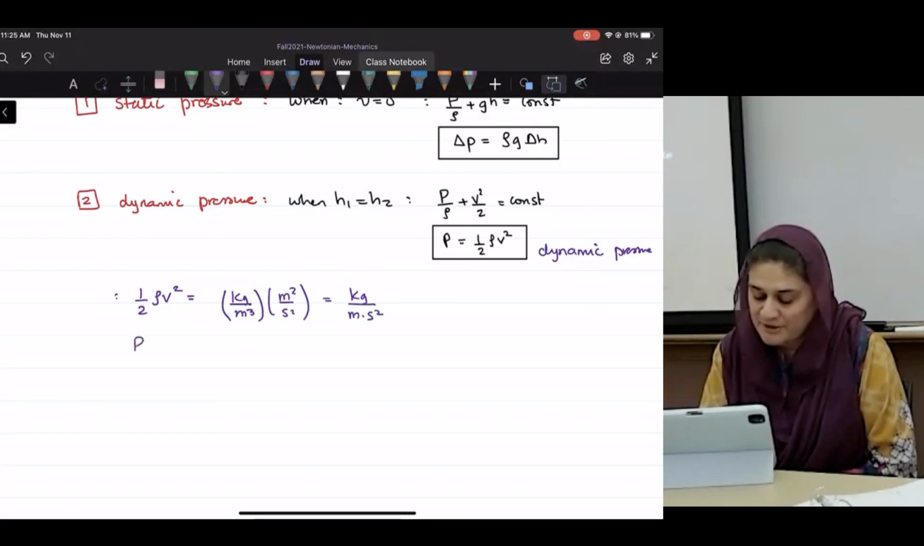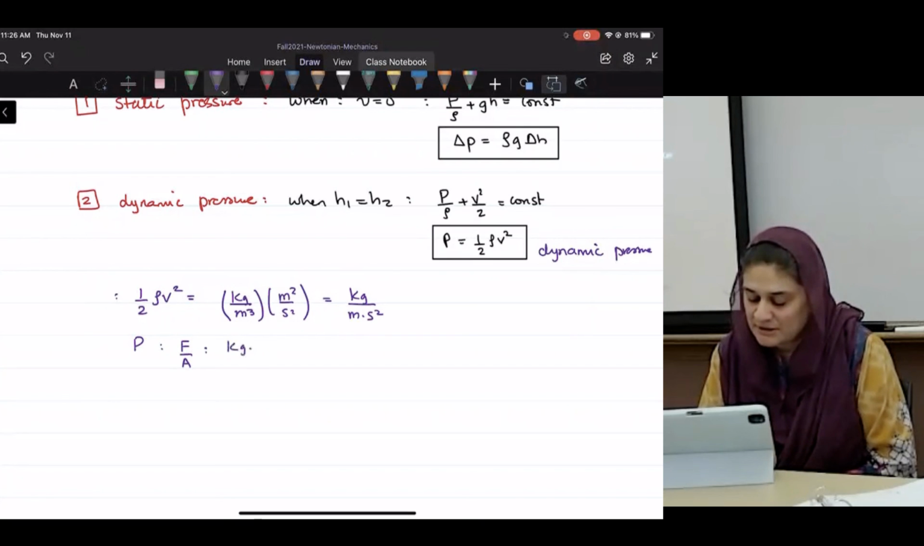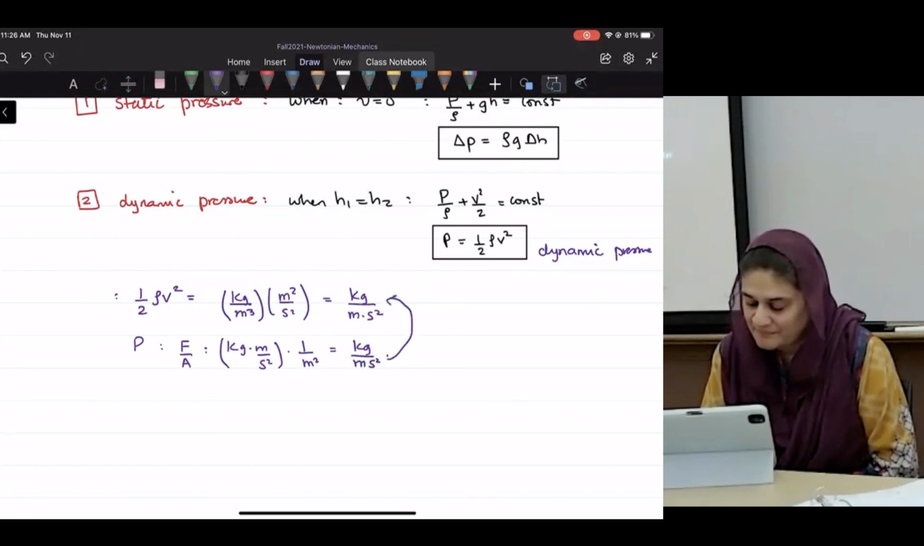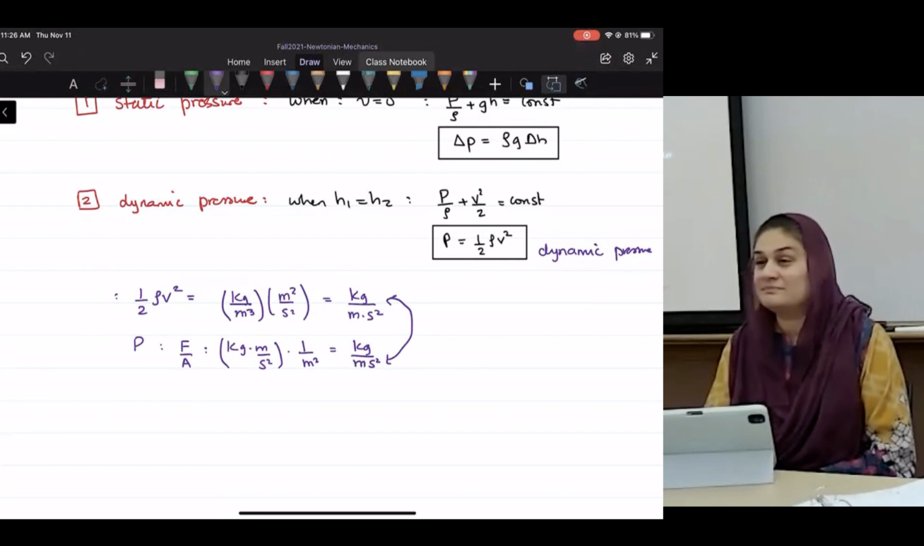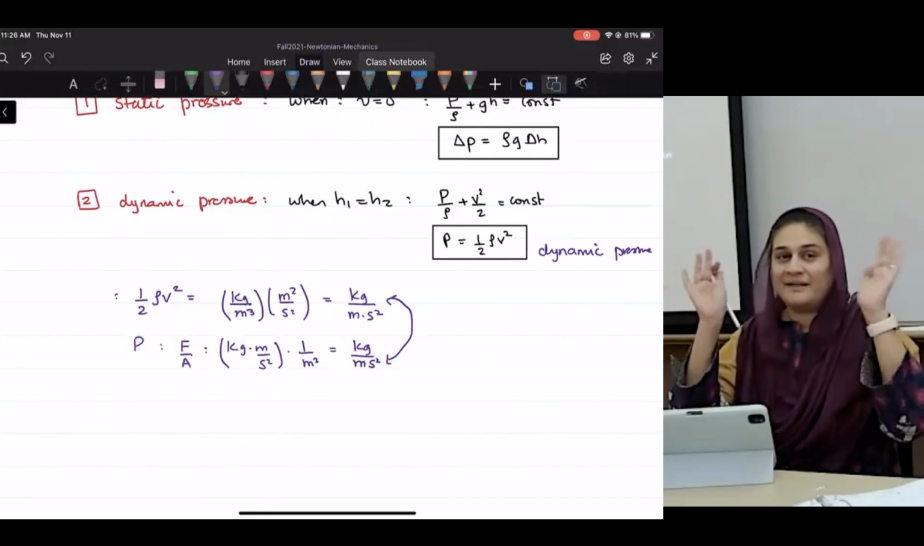What are the units for pressure? Force per unit area. Force is newtons, kilograms meters per second squared, times 1 over meter squared. It all works out. Nothing new. Again. Whoa.